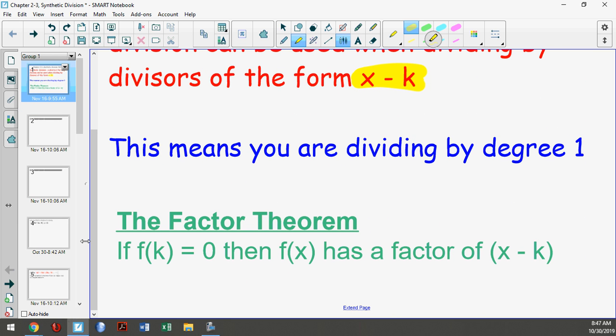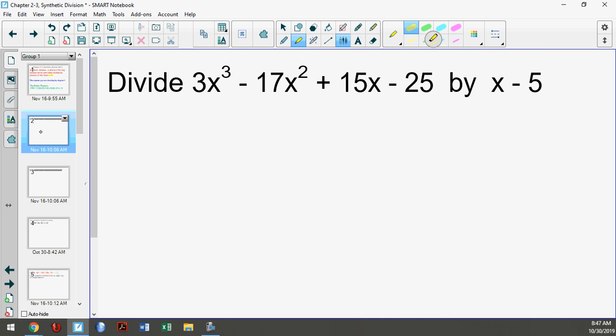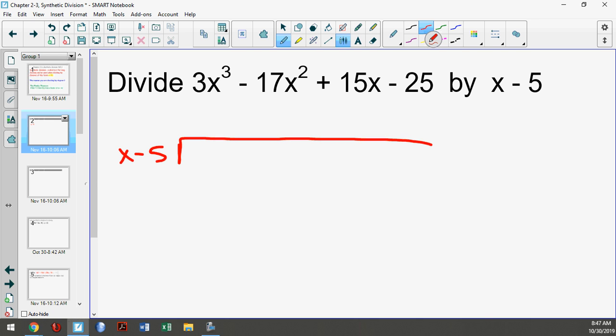And I need to talk to you about the factor theorem. The factor theorem is going to be if f of k is equal to 0, then f of x has a factor, and that factor is x minus k. Now, this one right here, we're going to do long division. Why? Because that's what you know. So if I do long division on this polynomial, I have x minus 5 on the outside. And on the inside, I have 3x cubed minus 17x squared plus 15x minus 25. I am not missing any powers, so I don't have to put any placeholders in. Do we all understand that?